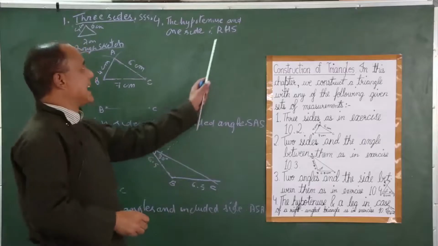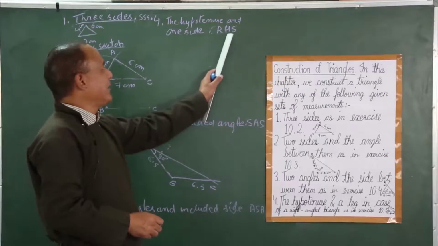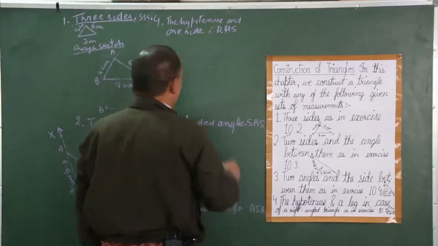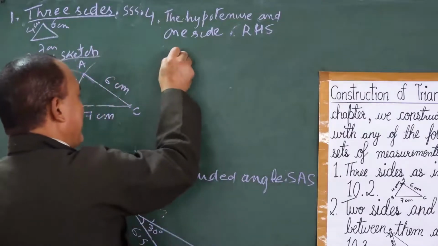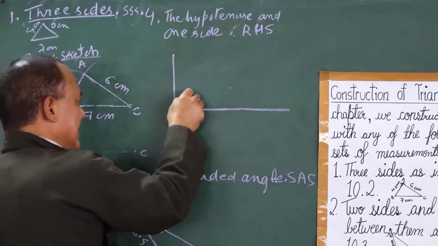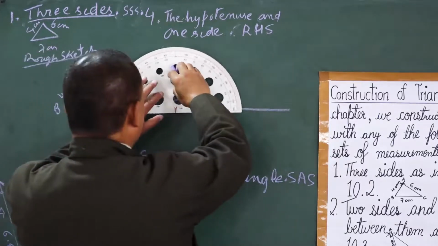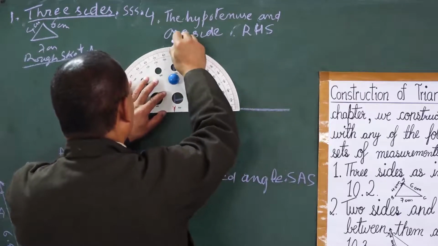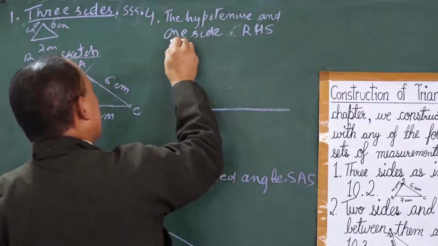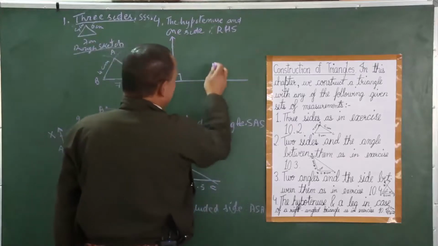So what does it mean? Right angle, hypotenuse and side. RHS. So RHS is another way. How to do that? So now for example, this is 90 degree. How do we do 90 degree again? We have to do like this, okay? So this is 90 degree. One angle is given here.